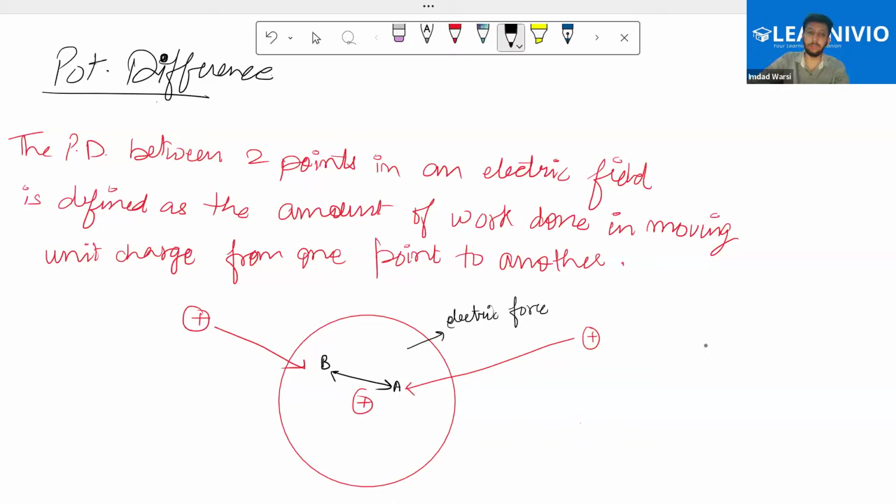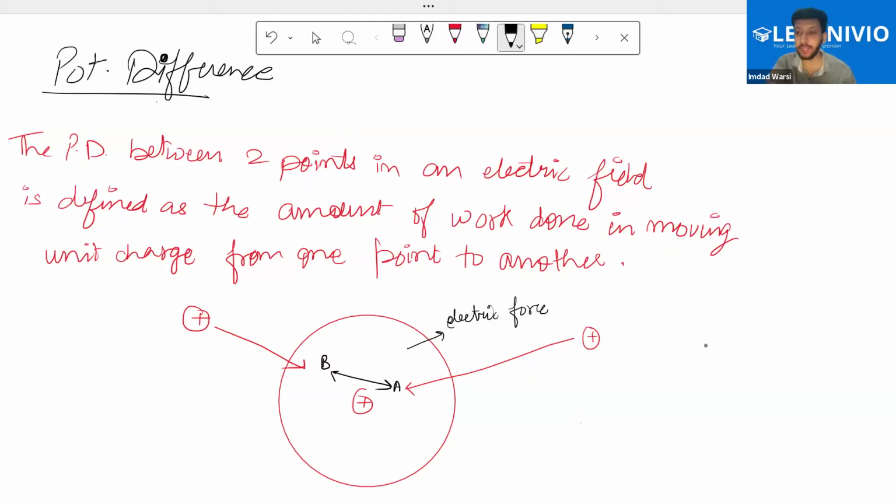So what was electric potential? We were talking about a point in an electric field, and at that particular point, you are bringing a unit positive charge from infinity to that point. Clear? Now in potential difference, we are not talking about infinity. So what we are talking about is the potential difference between 2 points.